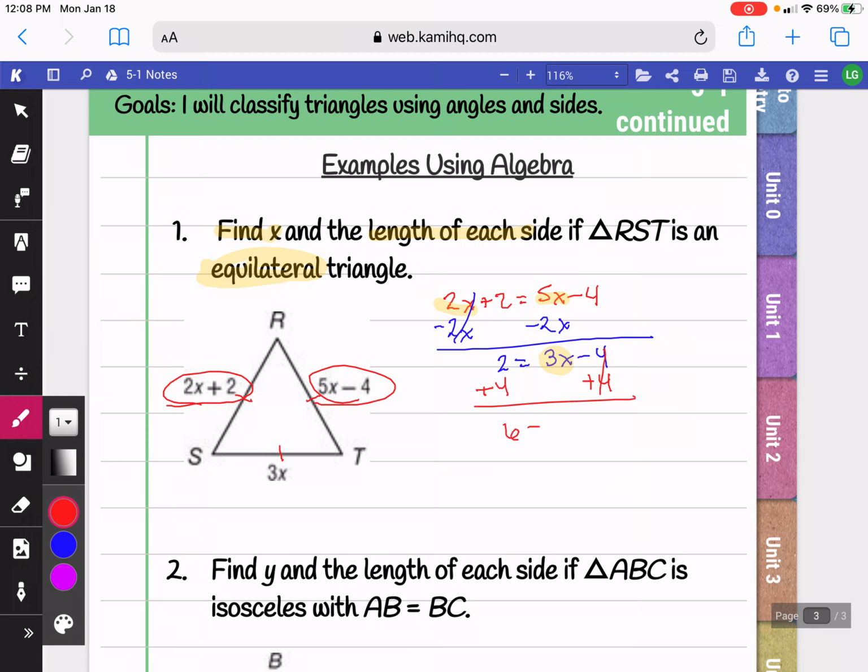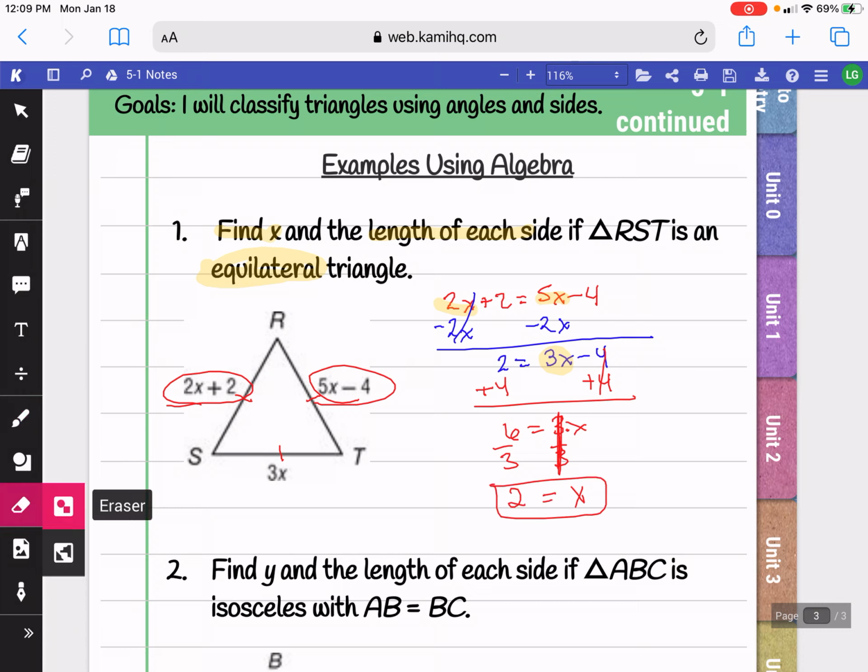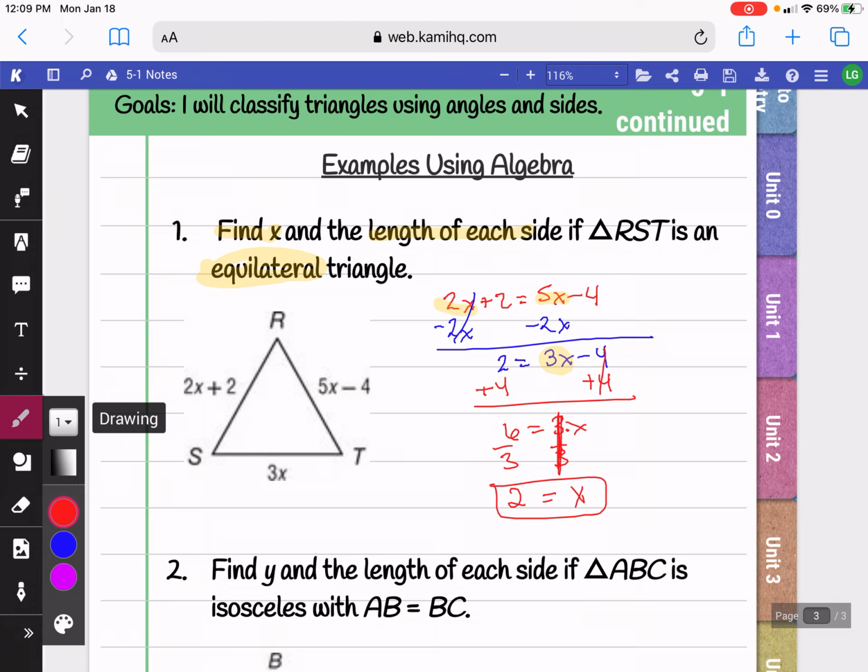So I get 6 equals 3x, and now I can get rid of the 3 by dividing. So instead of 3 times x, I divide by 3. Now x is by itself. X is 2. So that's part of our answer. The other part of this question wanted us to actually find the length of each side. So what I can do now is plug in 2 for any x that I see there.